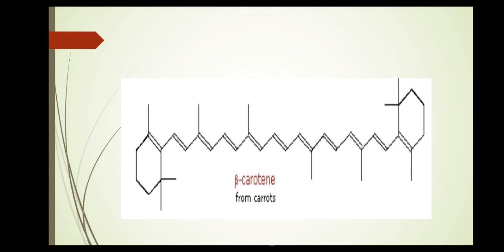As the conjugation increases, absorption wavelength increases, the system becomes more stable, and the system becomes more colored because of this absorption. Because as the conjugation increases, the energy of the system decreases, and it absorbs less energy. So less energy means more colored according to this UV visible concept.